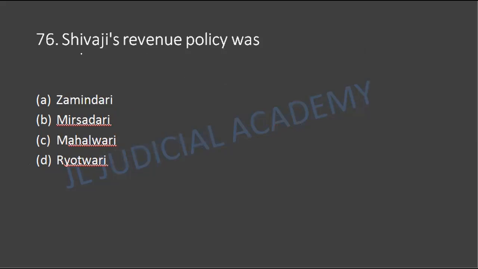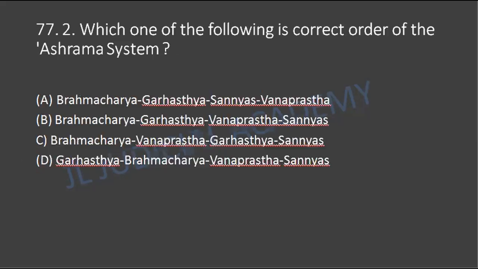Shivaji's revenue policy was, शिवाजी की revenue policy इनमें से कौन सी? The answer is Ryotwari. Ryotwari was the revenue policy of Shivaji. Next, which one of the following is the correct order of the ashram system? Ashram system का correct order क्या है?